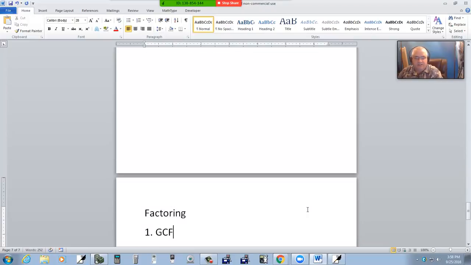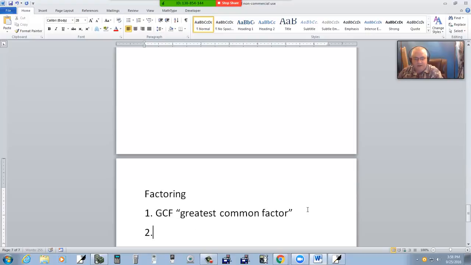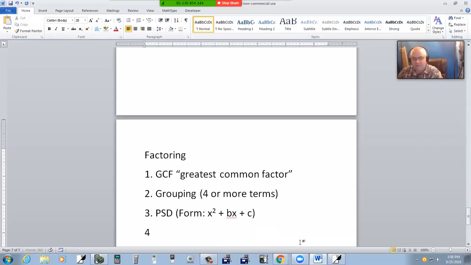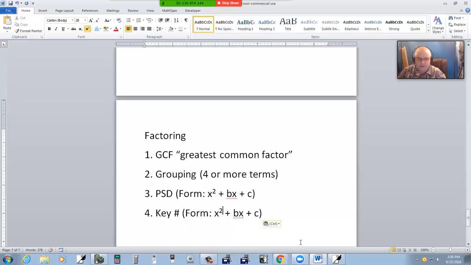Our first method is GCF, and that stands for greatest common factor. Our second method is grouping, and that's when you have 4 or more terms. Our third method is PSD, and that's when you got the form x squared plus bx plus c. Okay, and then our fourth method is key number. And that's when you got the form ax squared plus bx plus c.